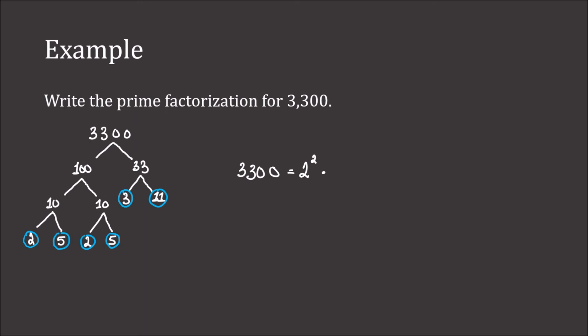Times. Next, we look for the next smallest. Well, the next smallest would be 3, and there's only one of them. Now the next smallest is 5, and we see 2 of them. The next smallest is 11, and there's only one of them. And we see no other primes. So the prime factorization of 3300 is 2 squared times 3 times 5 squared times 11.